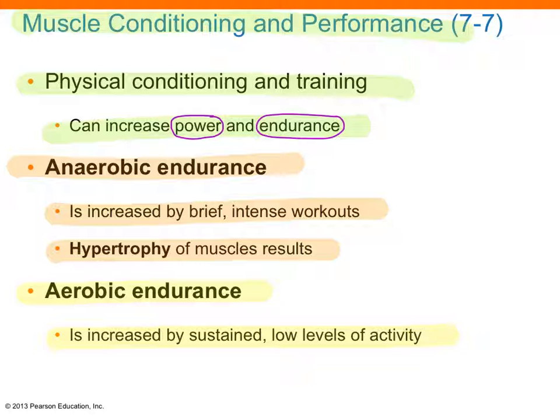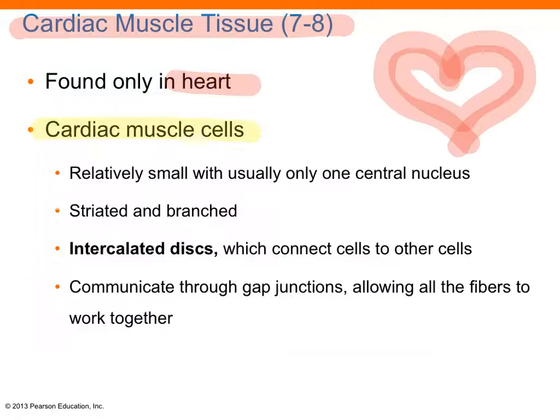Muscle conditioning and performance. Physical conditioning and training can increase power and endurance. Anaerobic endurance is increased by brief, intense workouts. We call it HIIT, H-I-I-T. This causes a hypertrophy of the muscles. Aerobic endurance, on the other hand, is increased by sustained low levels of activity, like running or jogging, cycling, the 3-milers, swimming, long distance cycling, and so on, like those examples.